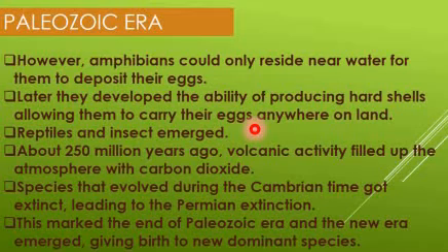And then about 250 million years ago, volcanic activity filled up the atmosphere with carbon dioxide. So yun na naman, may mga lumabas na naman sa lupa, mga nag-erupt na mga volcano. At dahil sa pag-erupt na yun, naglabas na naman ng carbon dioxide etong mga volcanoes na ito. And then species that evolved during the Cambrian time got extinct, leading to the Permian extinction.